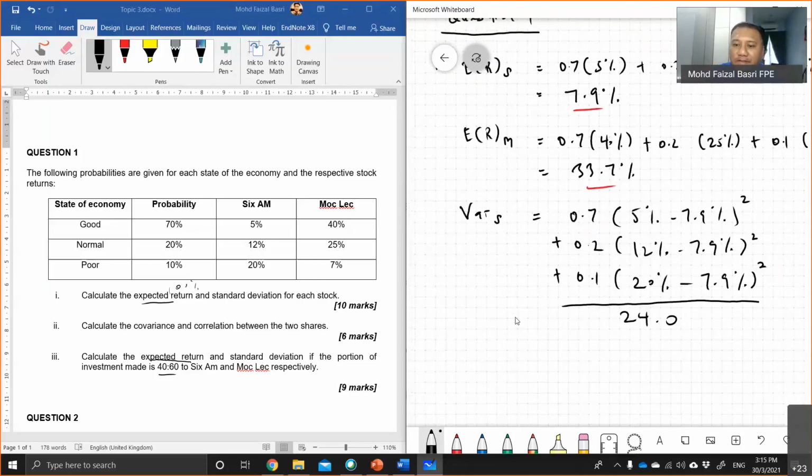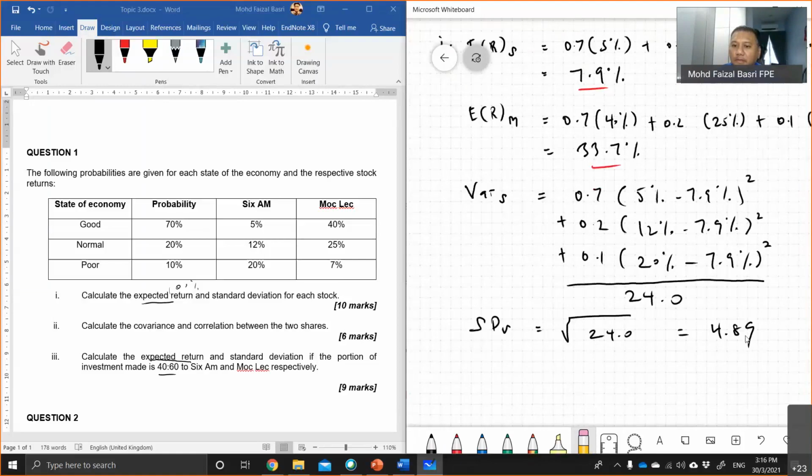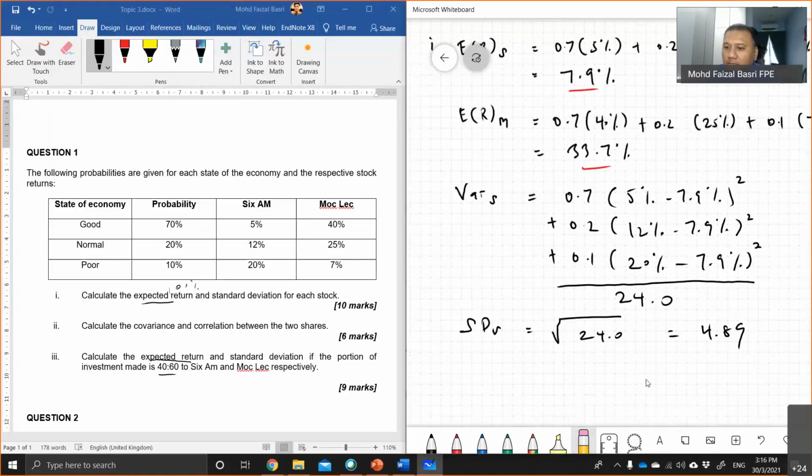Okay. So that's variance for S. For standard deviation, simply square root 24. What do you get? 4.89, if you use 23.89. If 24, about 4.9, right? Never mind, roughly. So I just use 4.9.